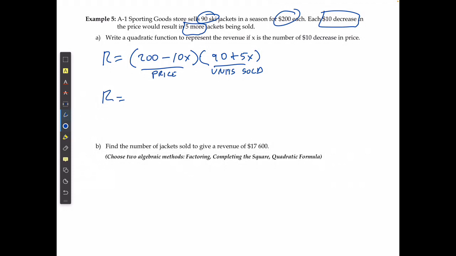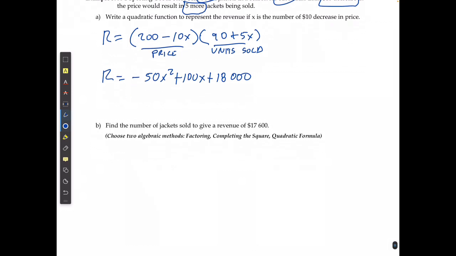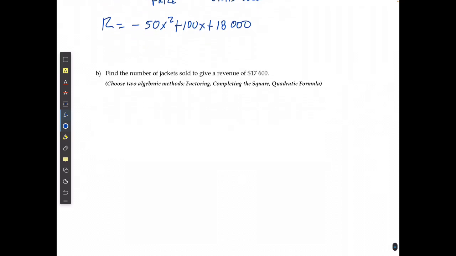R is equal to negative 50x squared plus 100x plus 18,000. If it wants us to find the number of jackets sold to give this revenue, then when you're doing it, try a couple of different methods. I'm just going to show you here the factoring method.